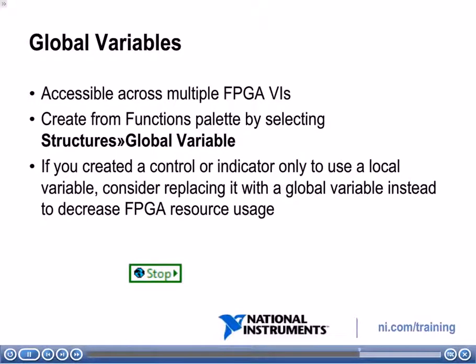Now let's talk about global variables. Global variables are also able to share the latest data. However, they are accessible through multiple FPGA VIs instead of just a single one. The way that you would create a global variable is you would go to the Functions palette and select Structures, Global Variable. Previously, if you were creating a control or indicator only to use the local variable for data sharing and you weren't really using that control or indicator, you can consider replacing that with a global variable instead, and that way you'll decrease FPGA resource usage because you don't have to implement that FPGA code that was just trying to pass data between the FPGA and host.